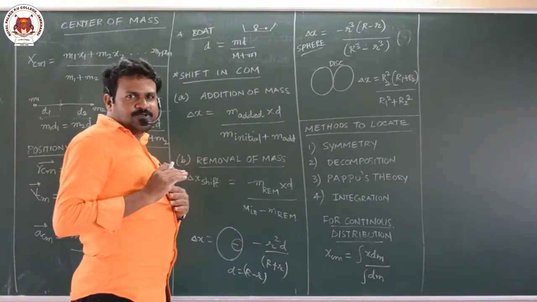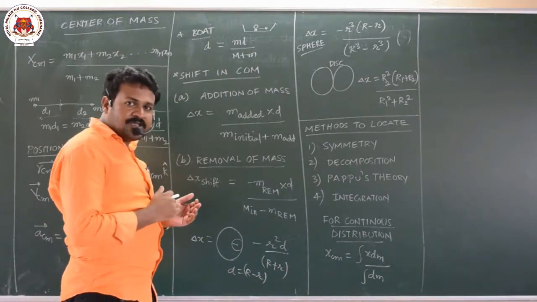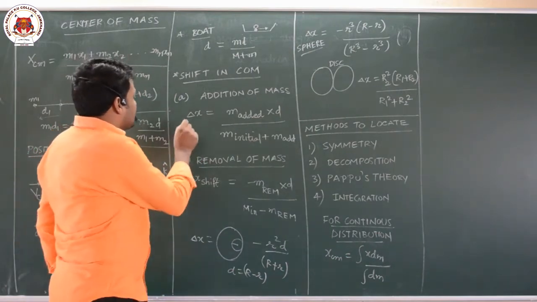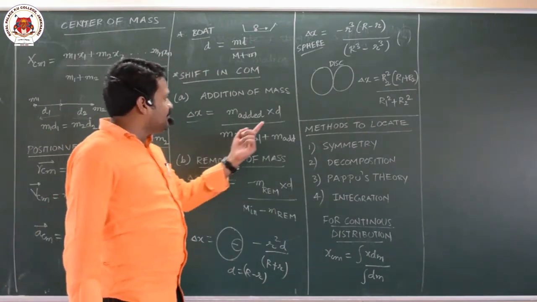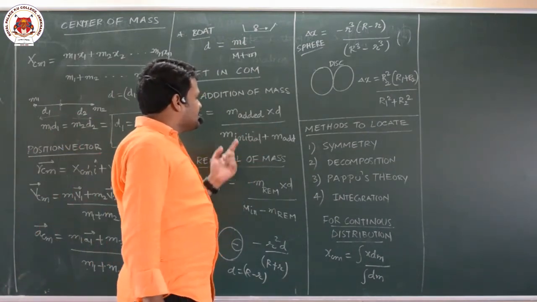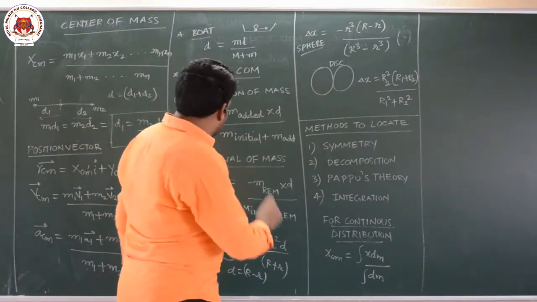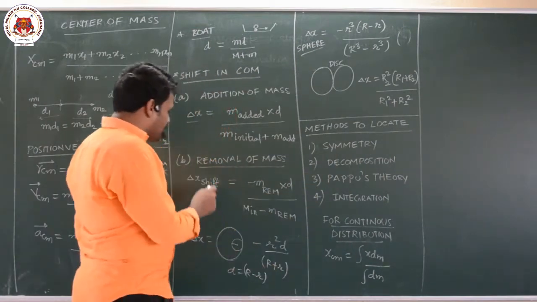Always remember, the center of mass will be towards the heavy mass side. Wherever the heavy mass is, the center of mass will be on that side. So when you are adding mass, the shift in the center of mass is equal to mass added into d, where d is the distance of the center of mass of the added part, divided by initial mass plus mass added. Removal of mass.